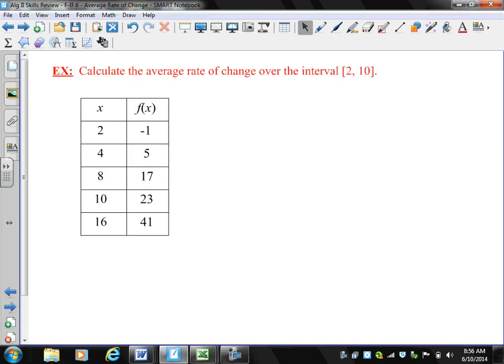Okay, so let's start off with a table here. We're going to calculate the average rate of change over the interval from 2 to 10. So first of all, we need to note here that the average rate of change, this phrase right here, is just the concept of slope. That's the fancy way of saying it. That's what I'm going to stick with, but you just need to know that this is just slope.